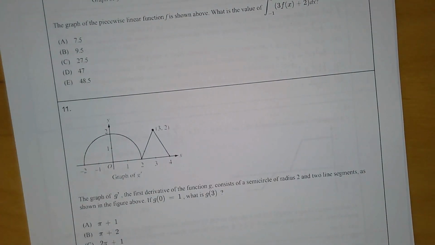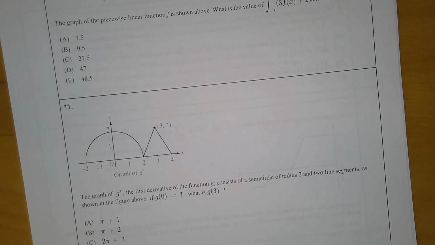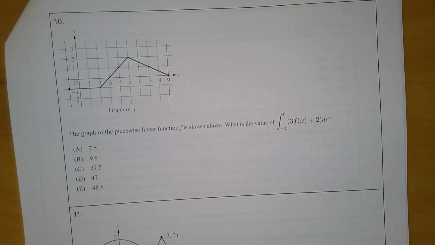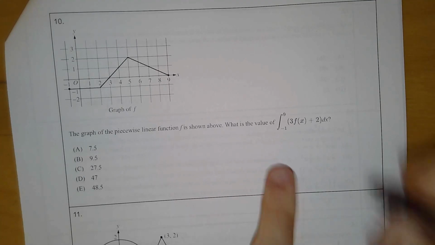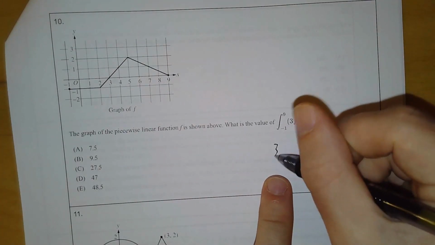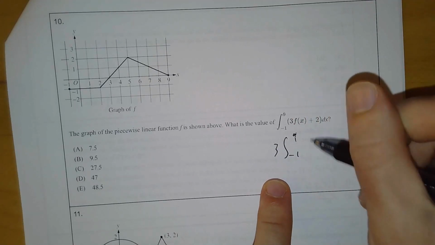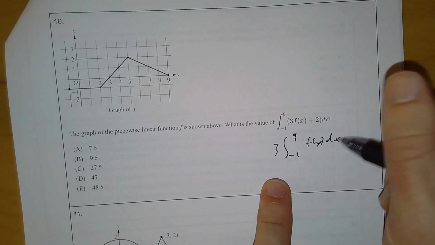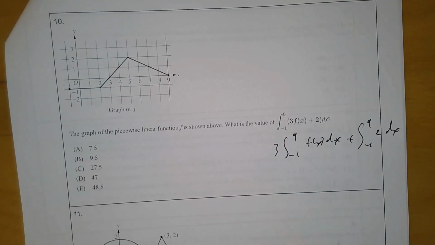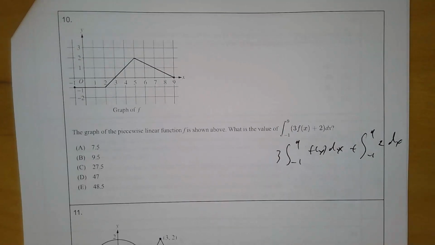Next one. P is a linear function. What is the value of the integral from -1 to 9 of 3 f of x plus 2? I'm going to do the same thing I did in the other one, where I just separate this into two things. So I'm going to write this as 3 times the integral from -1 to 9 of f of x dx plus the integral from -1 to 9 of 2 dx. And I think by splitting it up, things seem a lot easier and more palatable.